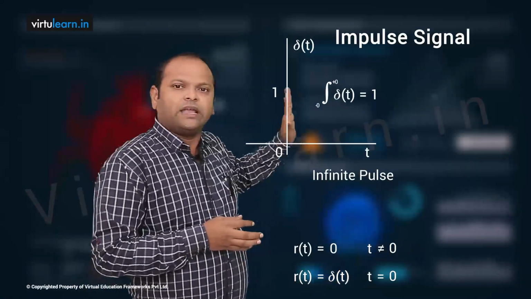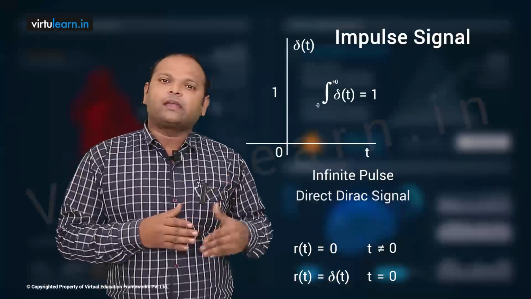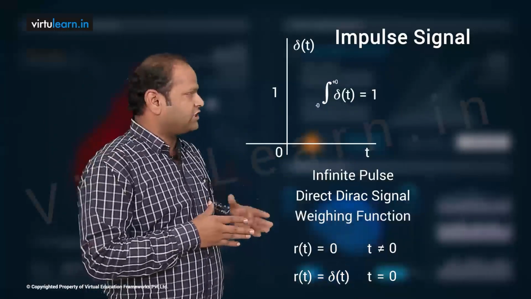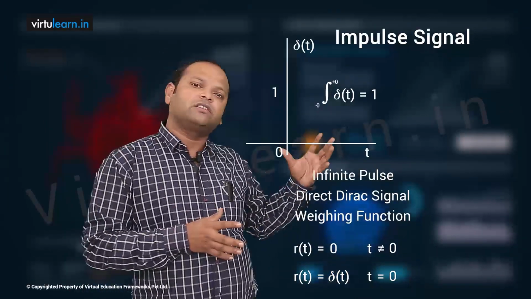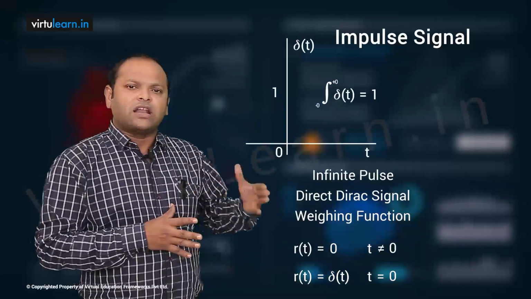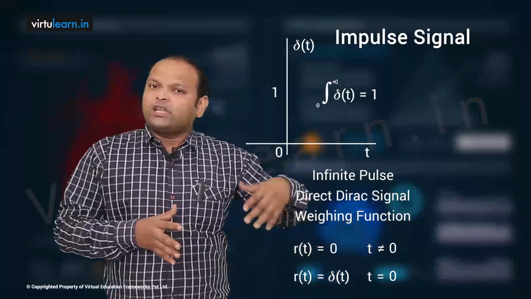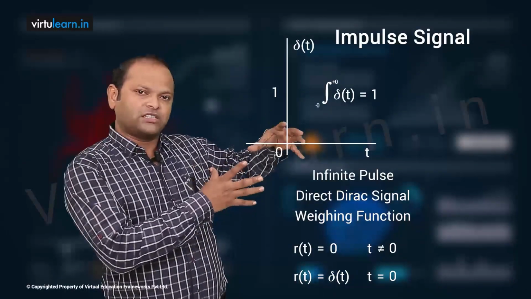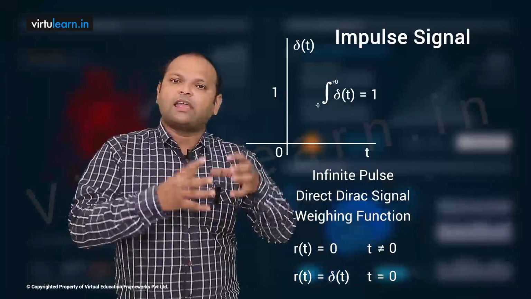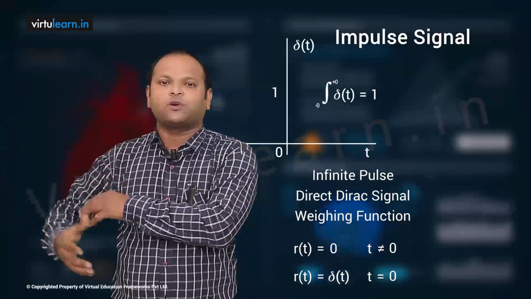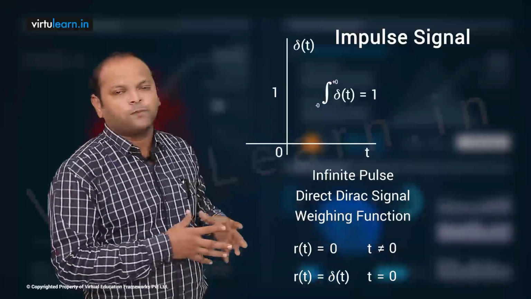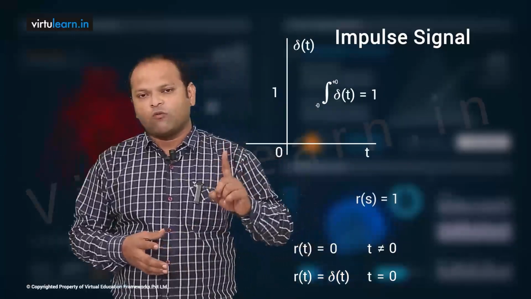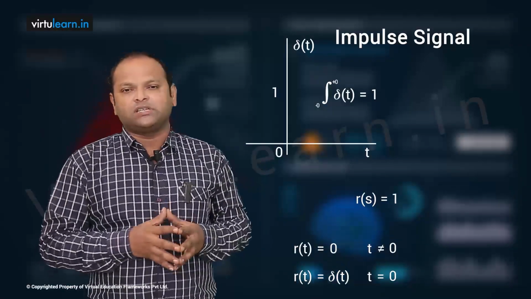Now this impulse signal is also called the Dirac signal, or we can also call it the weighing function. The reason is that if you know the impulse response, we can find the transfer function, and from there you can find any other response. So it is called the weighing function. What will be the Laplace transform of it? The Laplace transform of impulse is always 1. So this is what the impulse signal is.